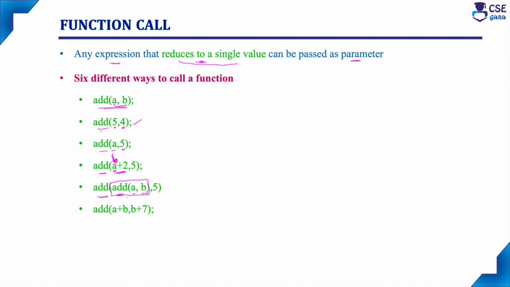Okay, so that value comma 5. So this is also syntactically correct. Or otherwise add of a plus b comma b plus 7. This is also legal. That is, the values a and b will be added, reduced to a single value, and the value stored in b will be added to 7, and that will be stored as a single value. So this is also syntactically correct. So these are all the 6 different ways to call a function.